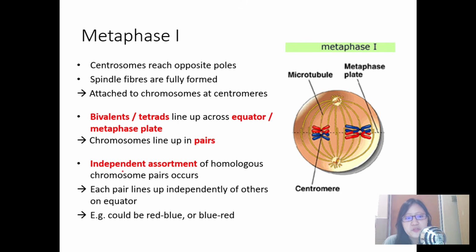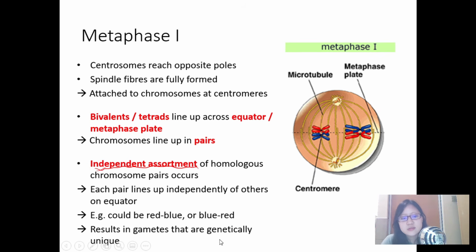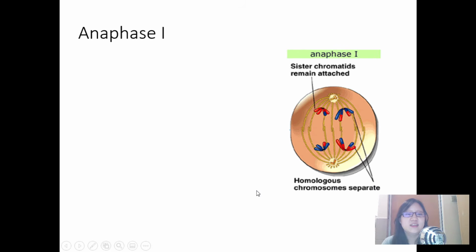This is going to become very important later on when we talk about genetic variation, as independent assortment of homologous chromosomes results in gametes that are genetically unique. And we'll see why when we see the whole picture. So let's finish this first.